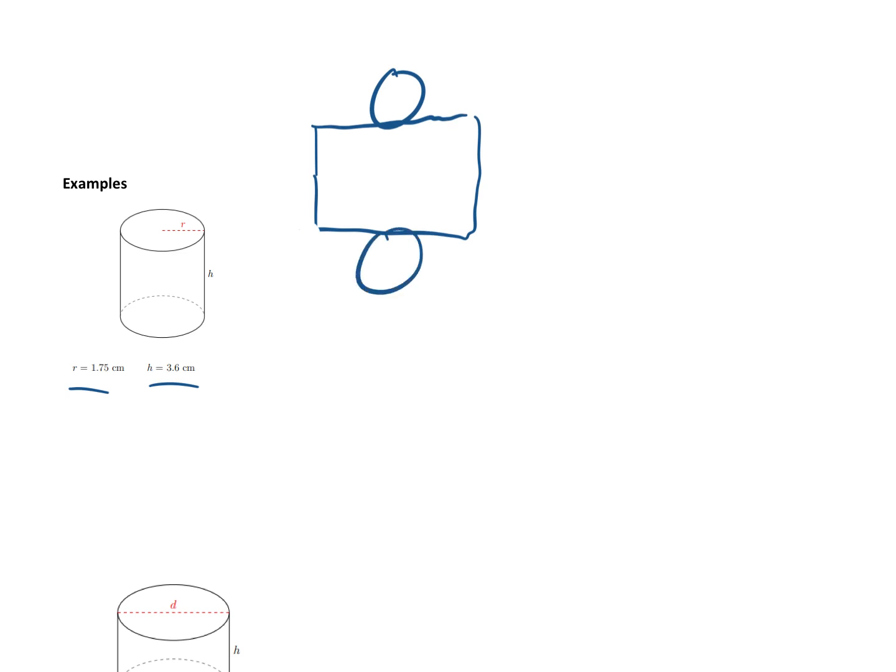So again, really simple net here, rectangle to represent the curved surface, and then we have two circles. Okay, how do we label this? Well, we're going to have A and B. Okay, says my radius is 1.75, so I'm going to draw a line with my radius. I'm just going to put it out here because it's a little bit smaller. And then my height is 3.6.